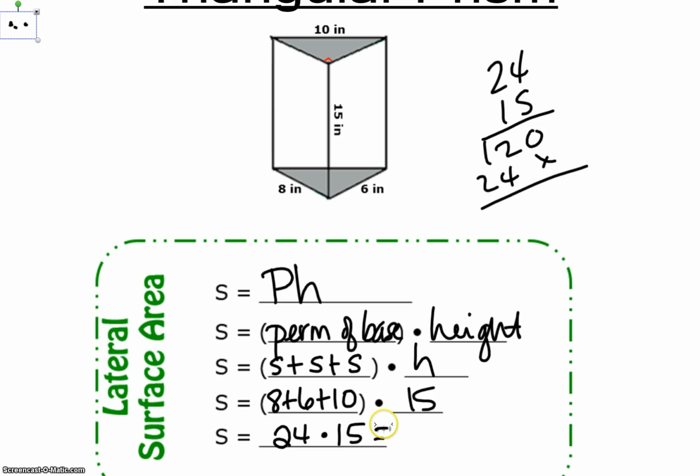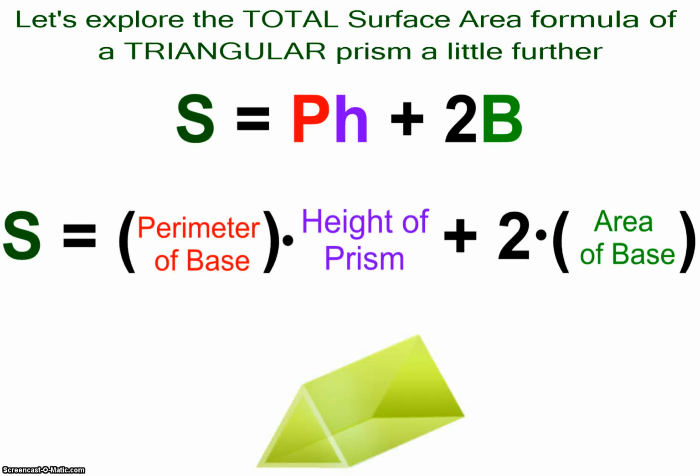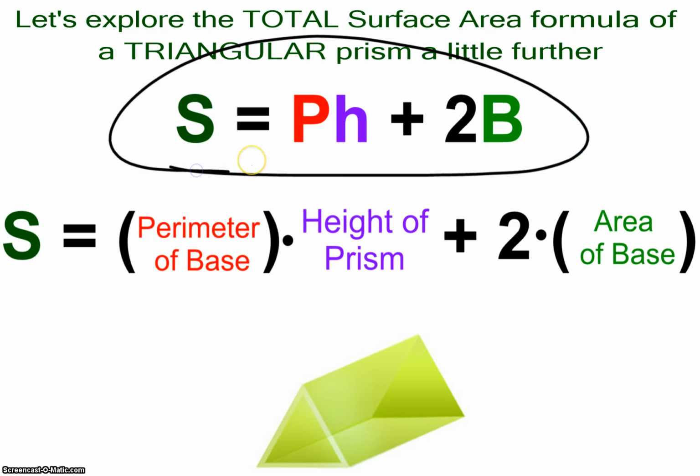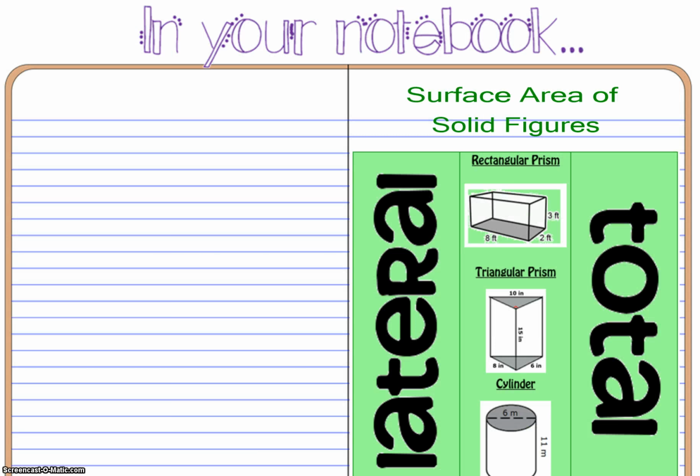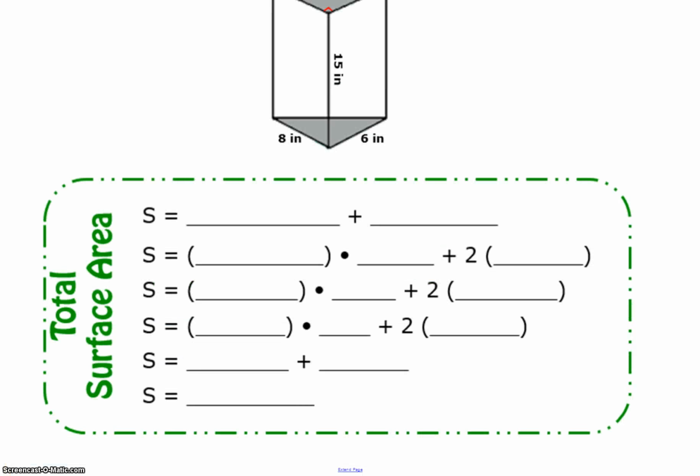It's going to be 360 inches squared. And that is just the lateral surface area. Let's talk about total surface area. You will notice that this formula is exactly the same. So let's go to our foldable and practice this one.